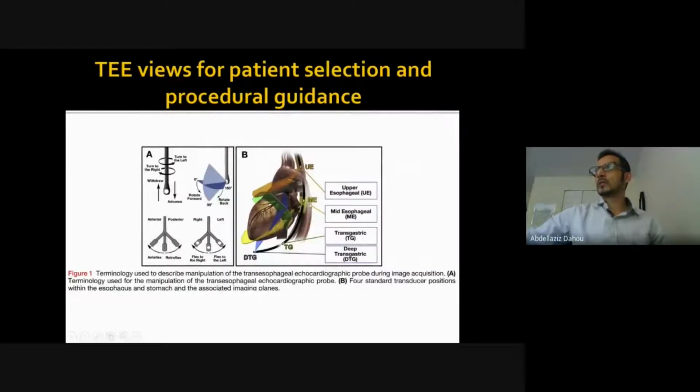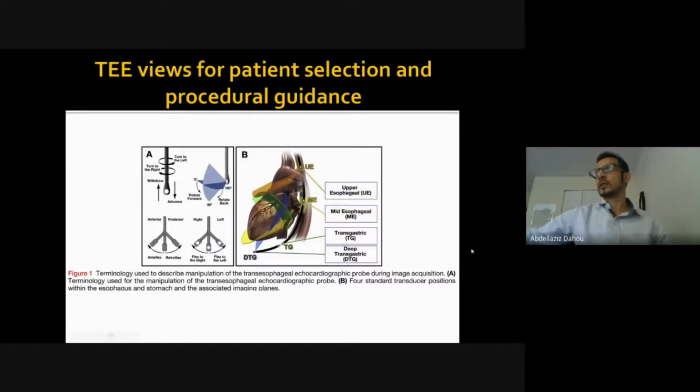We will need to look at the tricuspid valve from at least two different levels: the mid-esophageal level, and the transgastric views. So we need to look at the valve from the mid-esophageal level and the transgastric level, and this information is complementary. And if you don't have these views, you cannot guide your procedure.